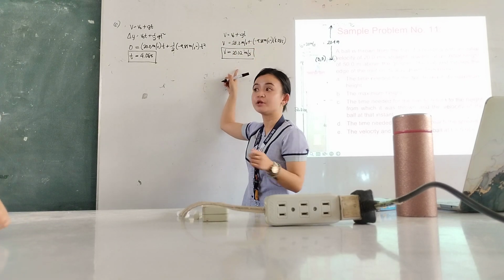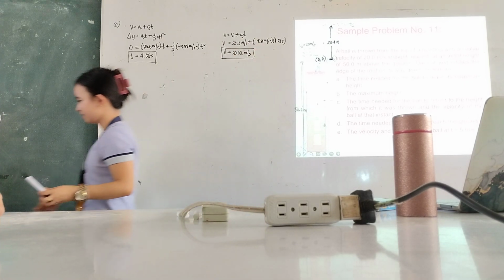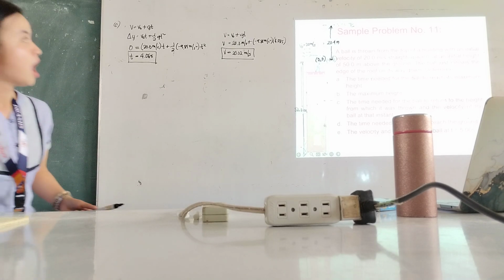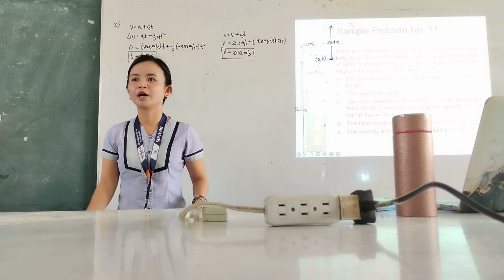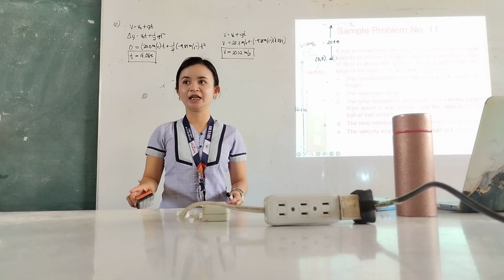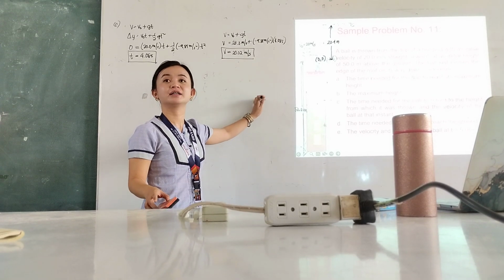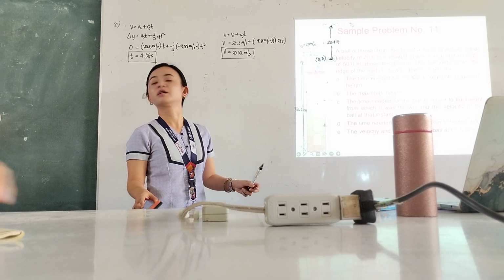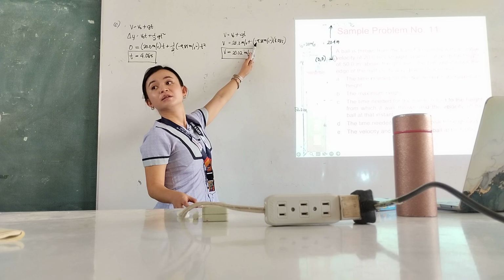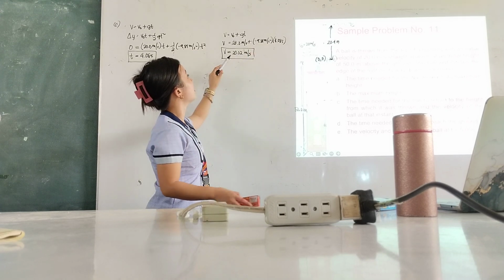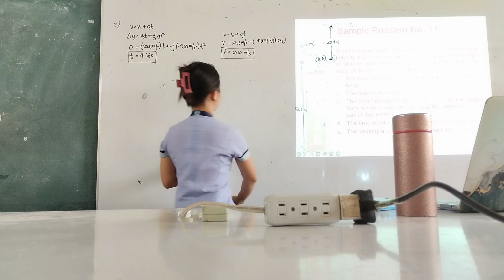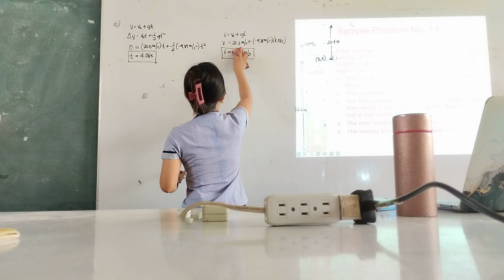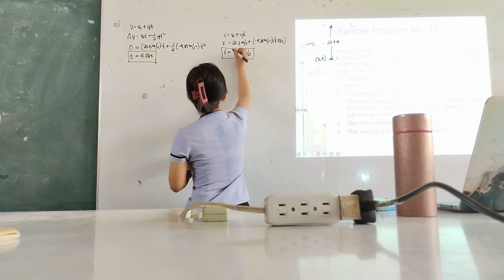Tama? Ilan ba? 20 ba? Involves mo sila. 20.02, tama? Ma'am, negative. Negative 20.02.